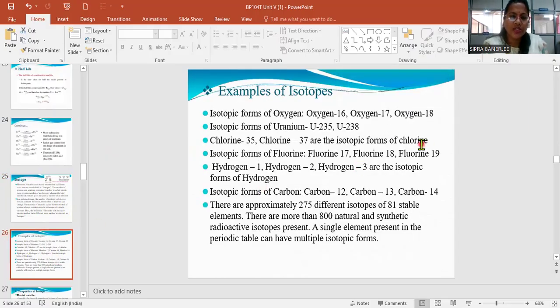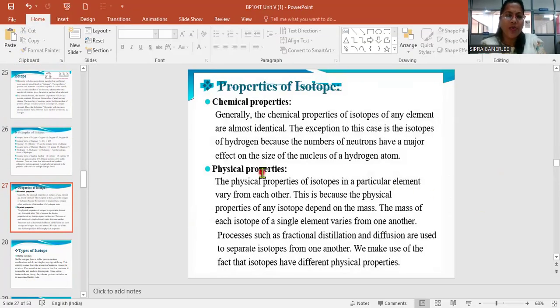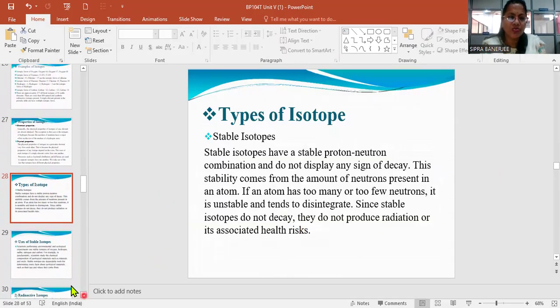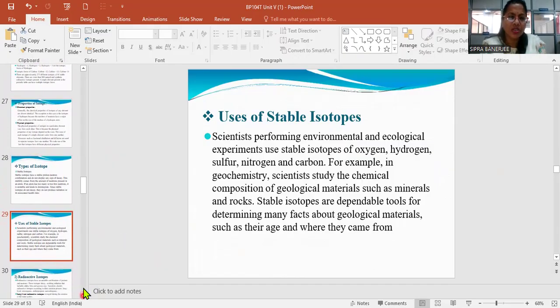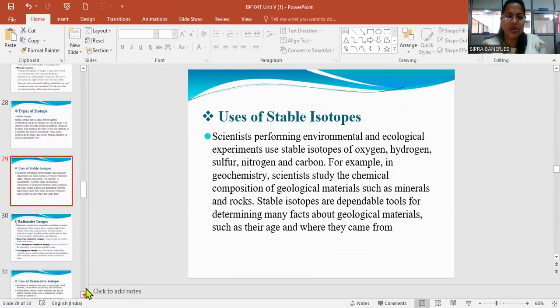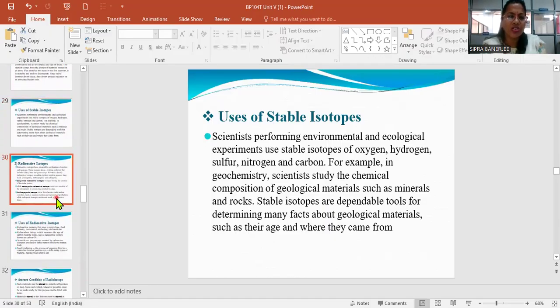Uranium 235, 238, hydrogen 1, 2, 3, deuterium is one of them. Okay. Now, the properties, chemical property and physical property, will be discussed in your class. You have to study. Types of isotopes: there are different types present, stable isotope and unstable isotope. They are used for different scientific and environmental experiments, with oxygen, hydrogen, sulfur, nitrogen, and carbon. For example, in geochemistry, scientists study geological substances, some metal rocks, some minerals. Okay. They are used for geological purposes.